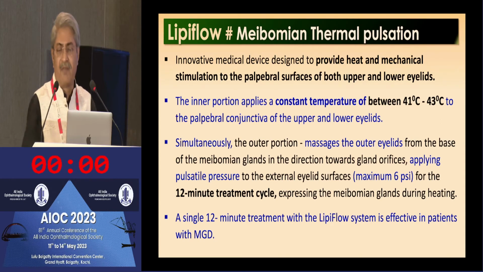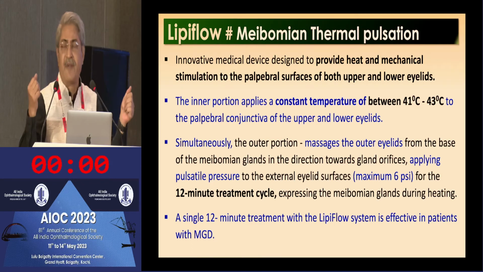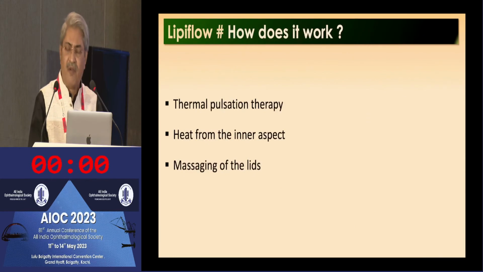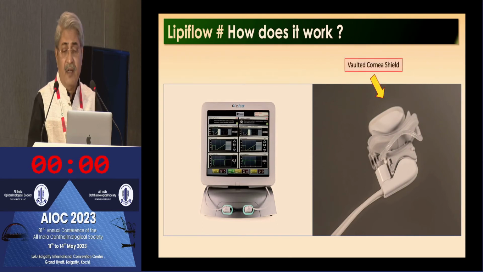It is between 41-43 Celsius. Both lids are treated together, and it is actually a 12-minute treatment cycle. After 12 minutes, the total procedure is around 20 minutes. So how does it work? Thermal pulsation, heat from the inner aspect and from the outer aspect, and massaging of the lids, and the activator is like this. It is expensive, but it is effective.